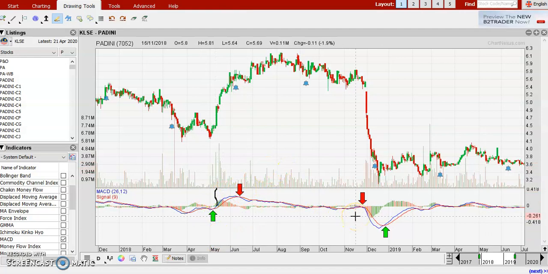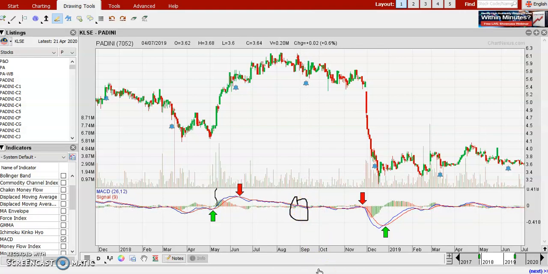Then for selling, if you see from the first crossover rule, the selling only appears at this point. But when we take the second rule, which is when the MACD line crosses below the zero line, we can see that over here it already gives a selling signal.